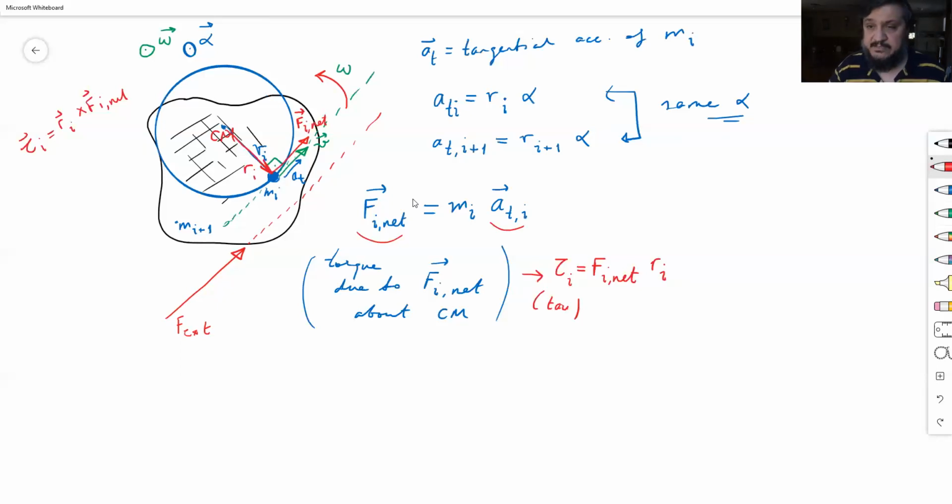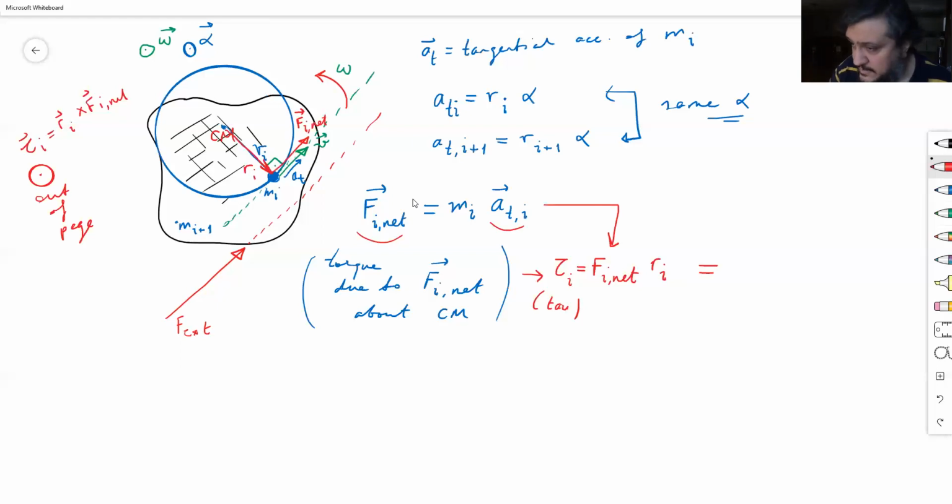Okay, anyways, so the torque is coming towards you, coming out of the monitor, right? That's the direction of torque. Direction is, again, coming out of the page. And the magnitude is Fi net times Ri. But we know what Fi net is.